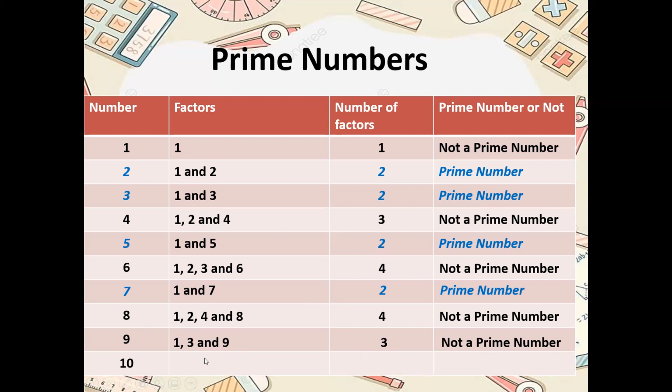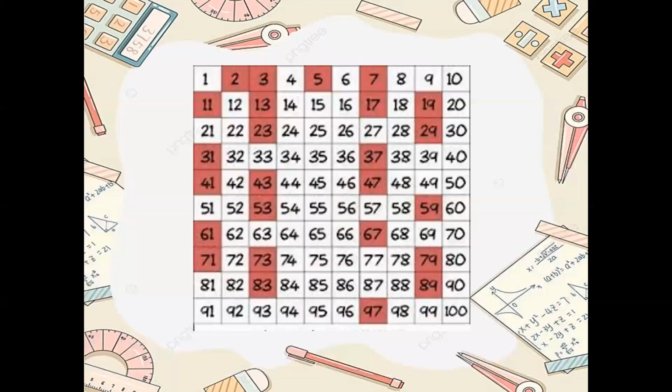Then we will see number 10. The factors of number 10 are 1, 2, 5, and 10. So it has 4 factors. Therefore, it is not a prime number. So like that, for any number, you can check whether it is a prime number or not, because prime numbers have only 2 factors, that is number 1 and number itself. If a number has more than 2 factors, it is not considered a prime number.